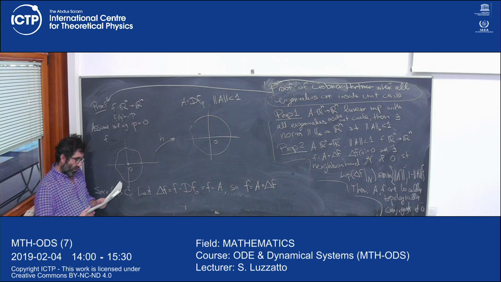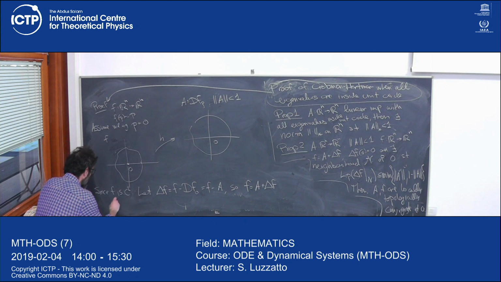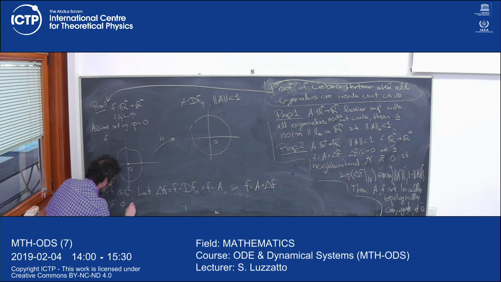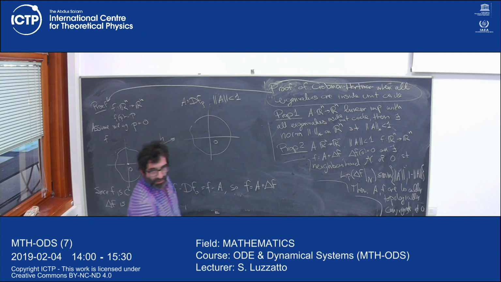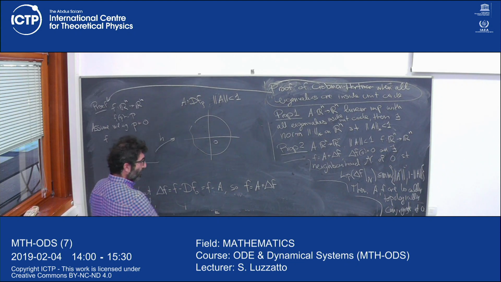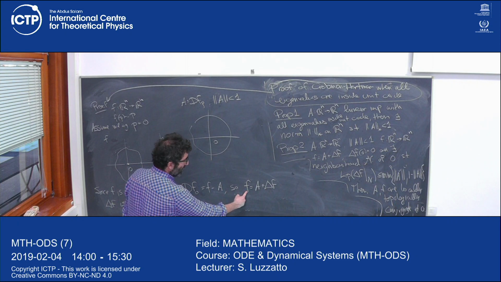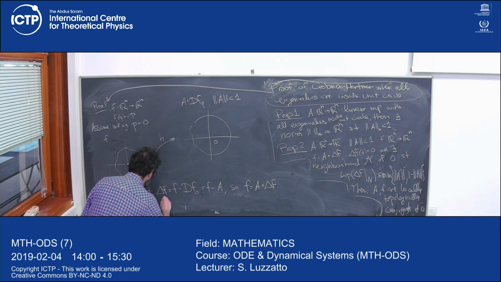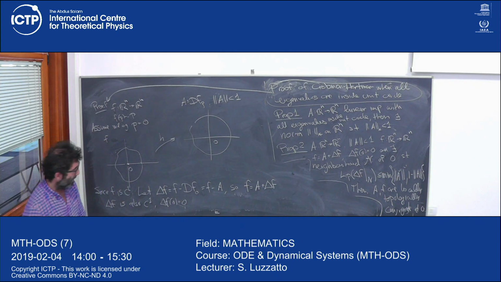Now, what is the derivative? Notice that since f is C1, then delta f is also C1, because f is equal to a linear map, which is C1, plus delta f. So what is the derivative at 0 of delta f? And also 0 is a fixed point for delta f, right? Because 0 is a fixed point for f and 0 is a fixed point for A, so 0 has to be a fixed point for delta f. So delta f of 0 equals 0.